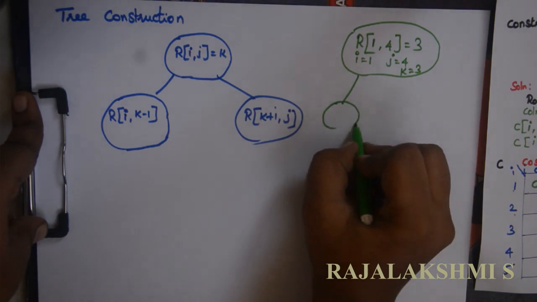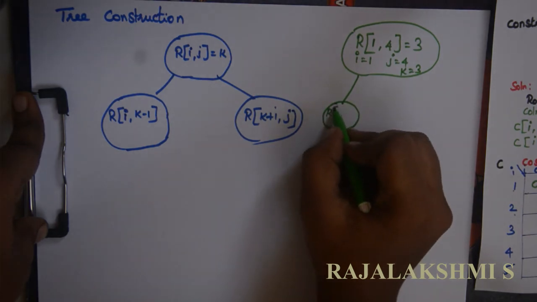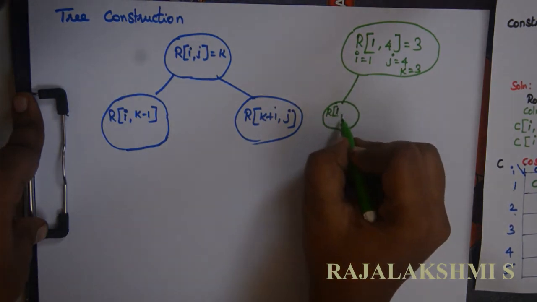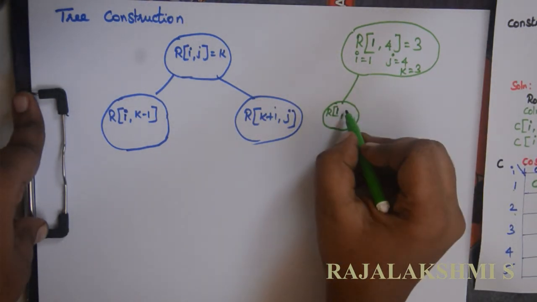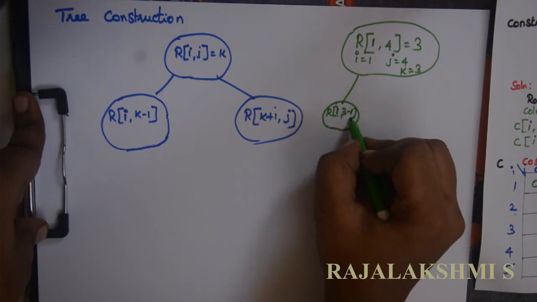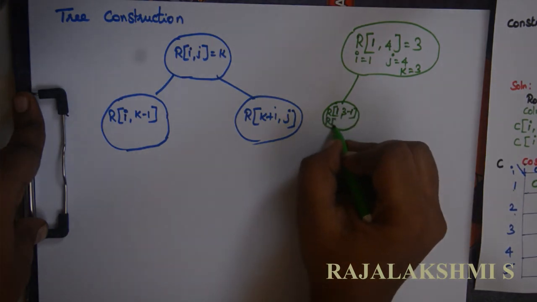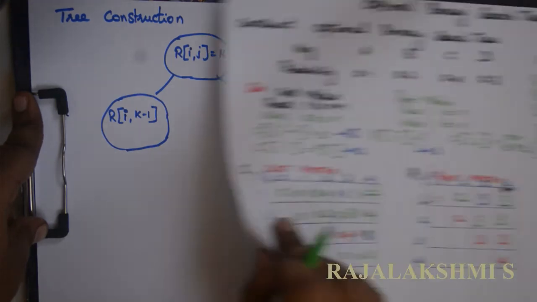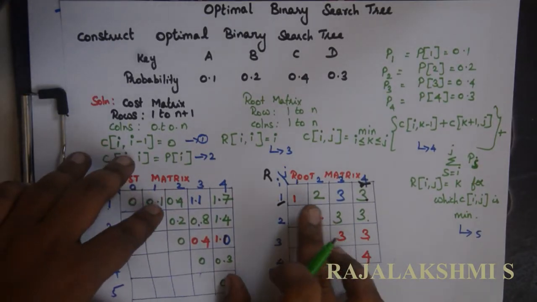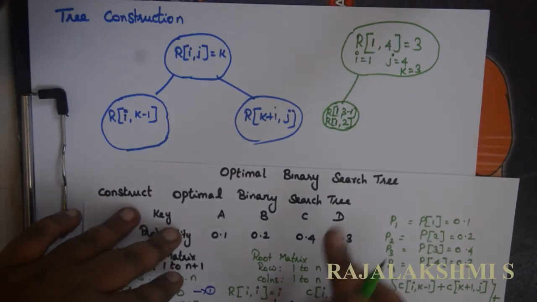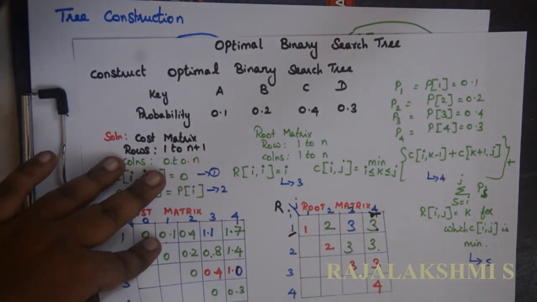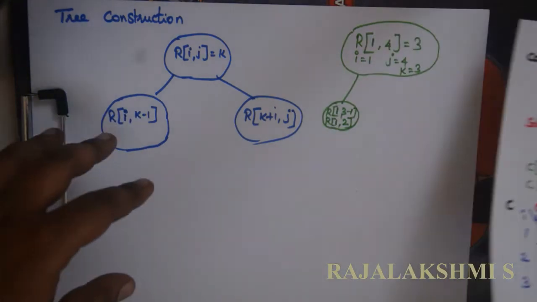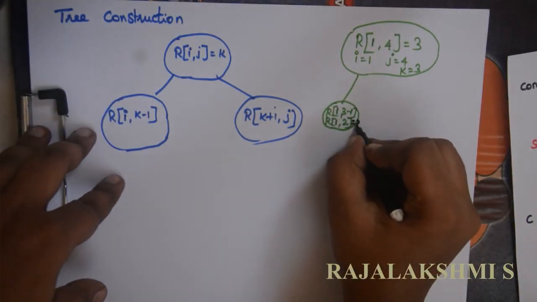The left child is r of i comma k minus 1. i is 1, k is 3, so it is 3 minus 1, which is r of 1 comma 2. At r of 1 comma 2 we have the value 2. So here the value of k will be 2.